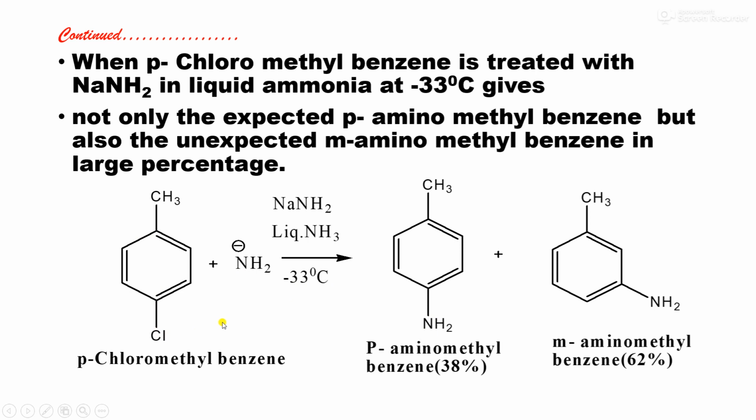There is a replacement of chlorine by NH2 minus. This is the first product, known as para-amino methyl benzene. It is obtained in 38%. And a second, interesting product is obtained. Chlorine is present at the para position with respect to the methyl group, but the incoming nucleophile does not get substituted in place of chlorine. It goes to the meta position. So this is meta amino methyl benzene, and this product is major in quantity, with 62% yield.